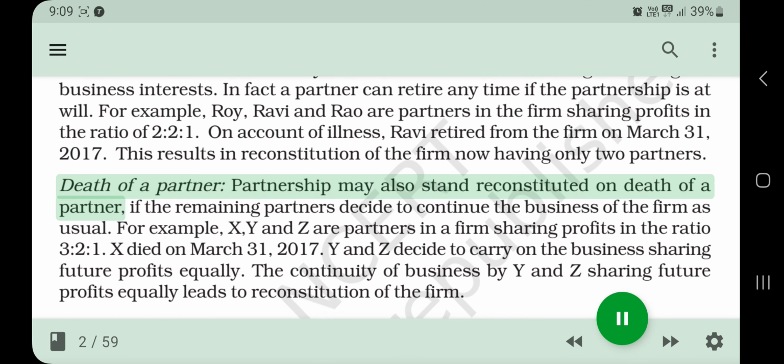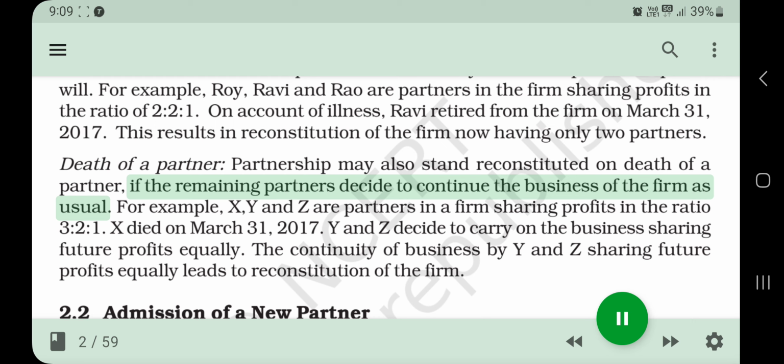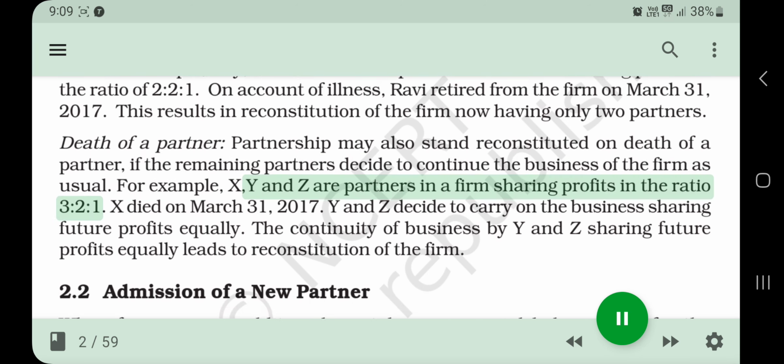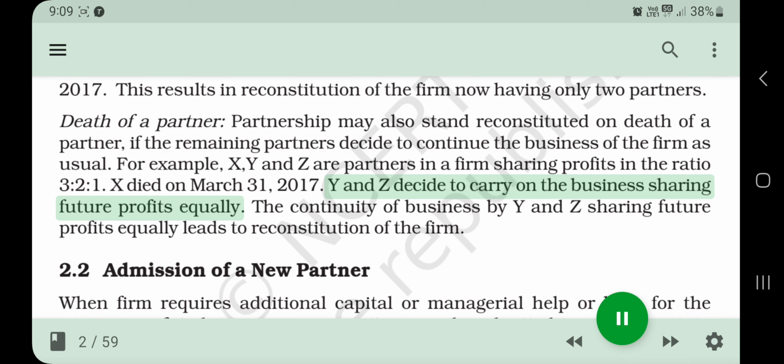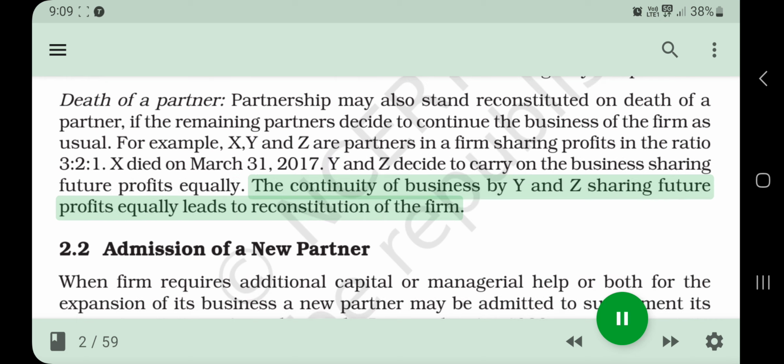Death of a partner. Partnership may also stand reconstituted on death of a partner, if the remaining partners decide to continue the business of the firm as usual. For example, X, Y and Z are partners in a firm sharing profits in the ratio 3:2:1. X died on March 31, 2017. Y and Z decide to carry on the business, sharing future profits equally. The continuity of business by Y and Z sharing future profits equally leads to reconstitution of the firm.